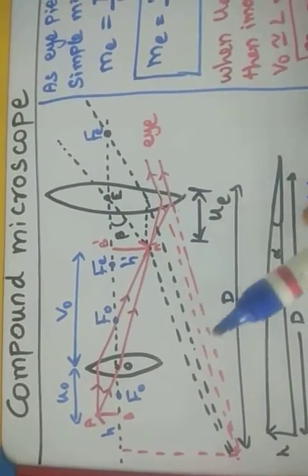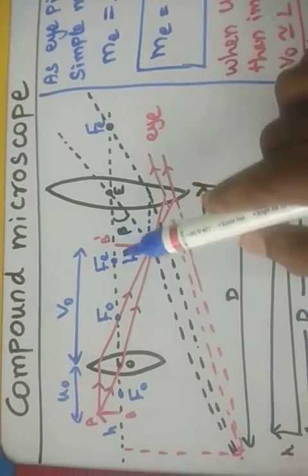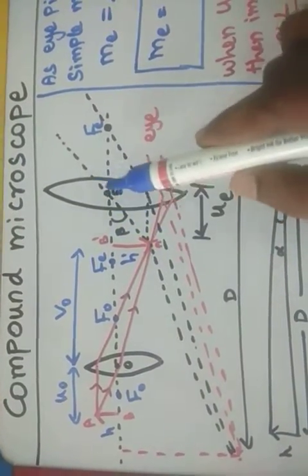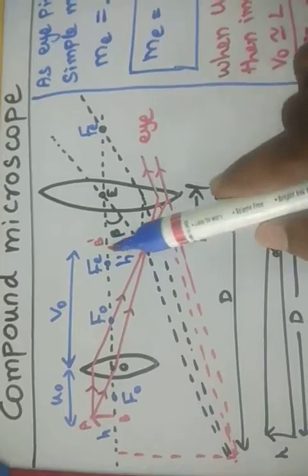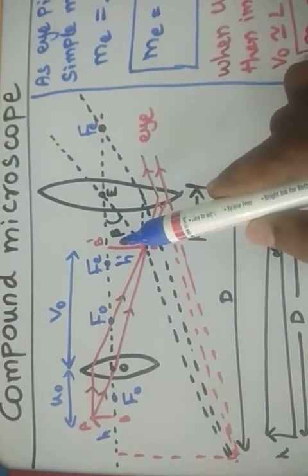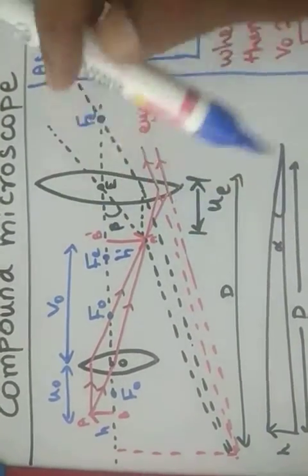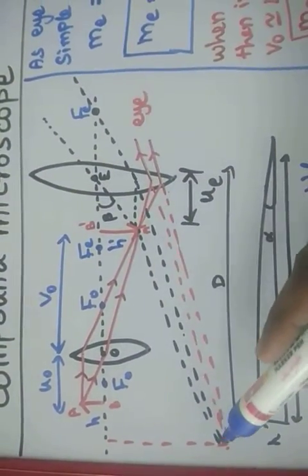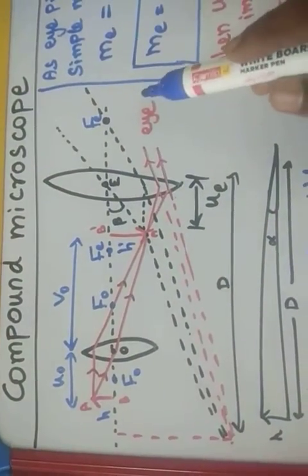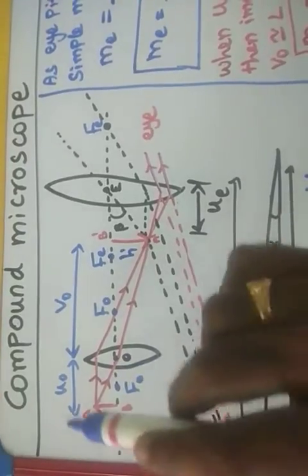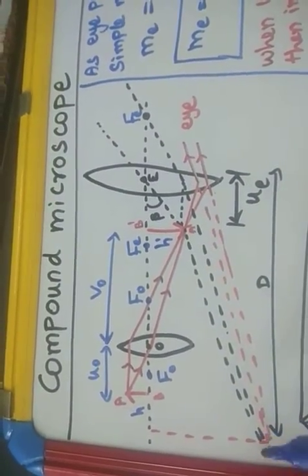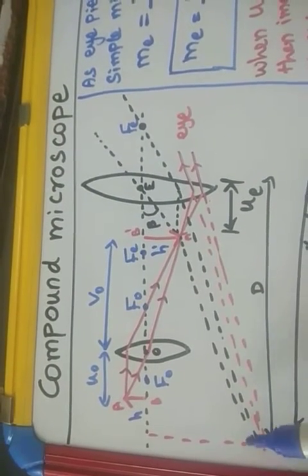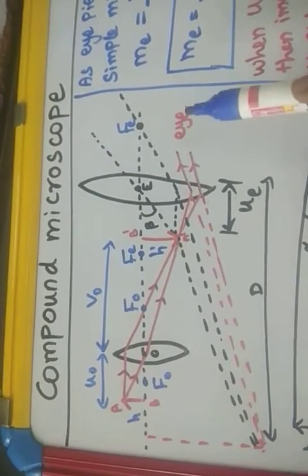Then what will happen? This image is an object for this eyepiece. So this object image will produce a virtual and erect image. The same erect image will be formed, and the virtual image is formed here. What we are able to see: we think we are seeing this object, but no, our eye will see only this image. So this image will act as an object for our eye.